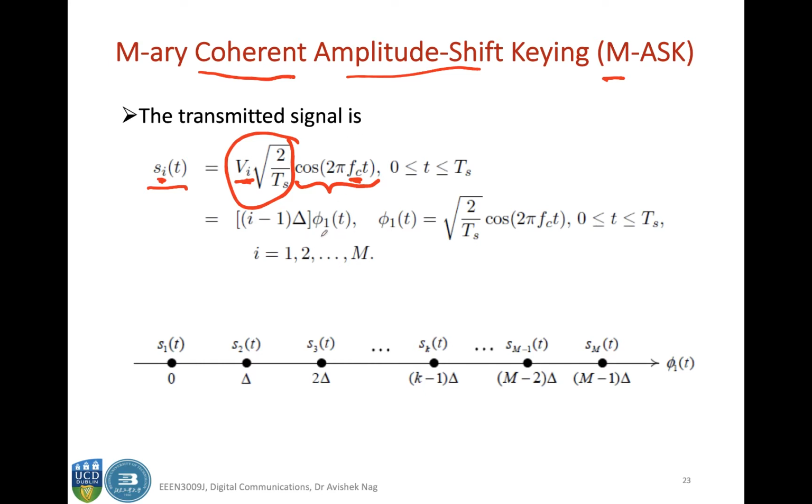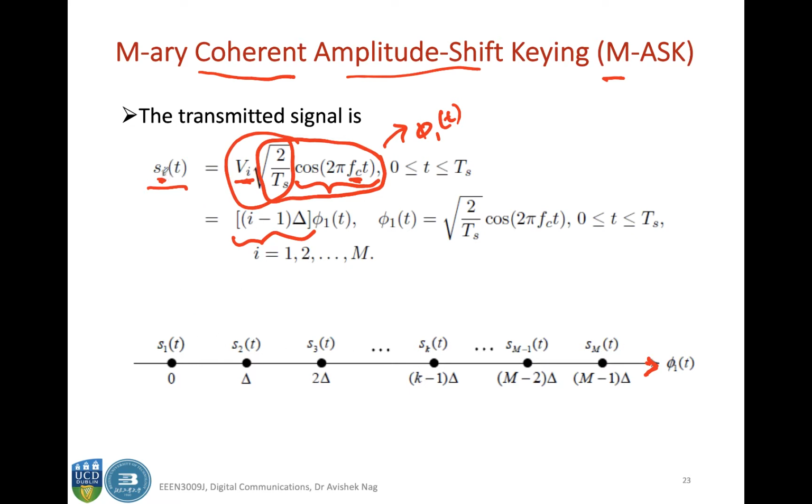And this term, square root of 2 over Ts in front of cosine 2 pi fc t, this entire term can be denoted as a basis function phi 1(t). Only the amplitude is varying, and that is denoted as (i minus 1) times delta. So basically this MRE ASK can be represented with only one basis function.